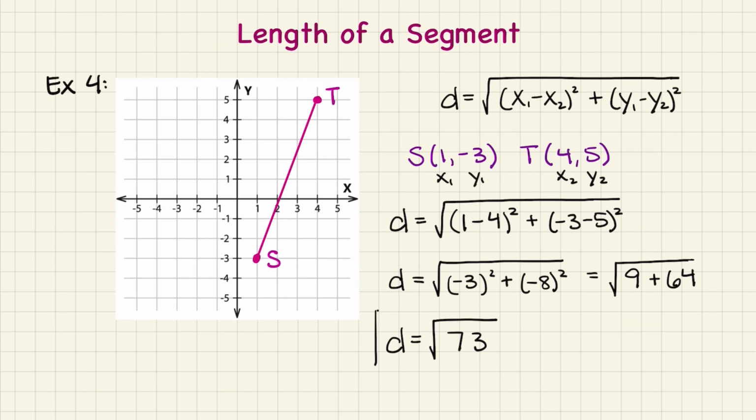So that is our final answer. The length of segment ST is the square root of 73 units. And if we want to plug that into the calculator, it equals about 8.5. And that is how you find the length of a segment using the distance formula and the distance between 2 points.